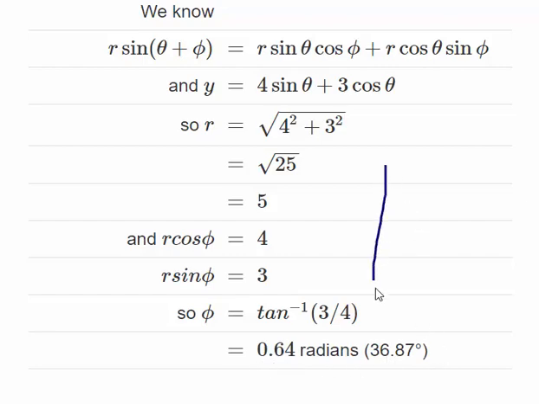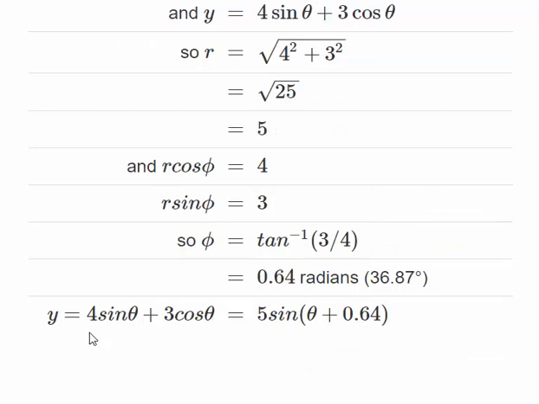Let's just check that. We've got 4 in the x direction and 3 in the y direction. So the angle we're looking for is around 30 degrees, which agrees with the value that we've got. So that means we can now write 4 sin theta plus 3 cos theta is equal to 5 sin(theta + 0.64).